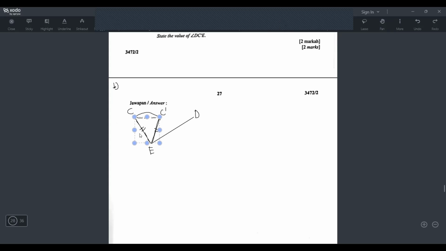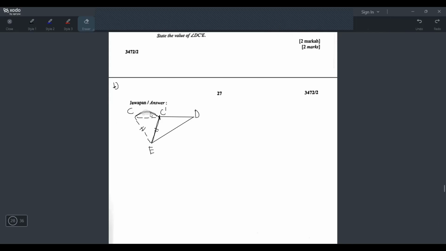Erase this line also. Okay, wait. Okay, tunggu saya sekejap. Okay, erase this line and then join back this line. Macam ni, right? It means this is the answer. Yeah, this is the answer. Yang dotted line this one is the old one. Okay, and then this one is the compass line lah.